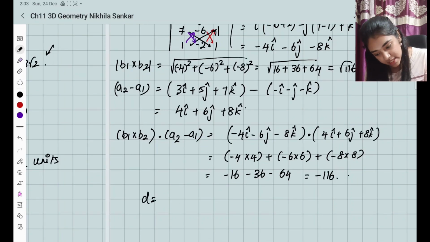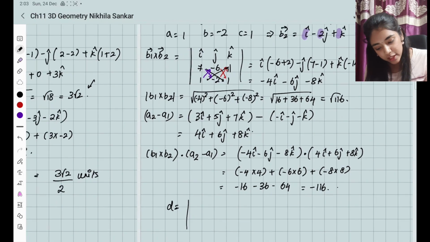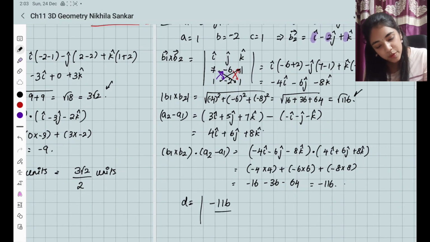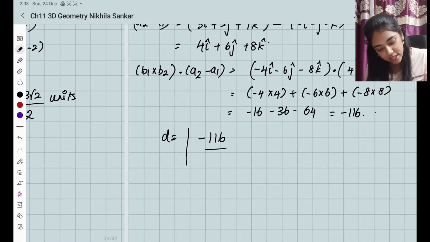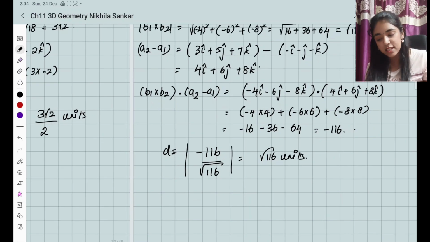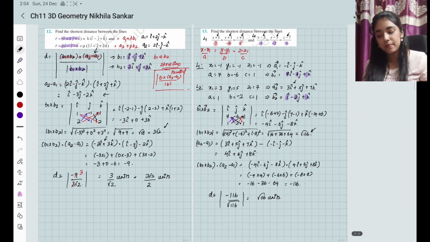Now, what is the distance? Distance is going to be the numerator, the dot product, which is 116, divided by the magnitude of b1 cross b2, which is root of 116. When I take this outside the magnitude, the minus goes away, so I'll be left with root of 116 units. Since this is the distance, write units. Please copy.